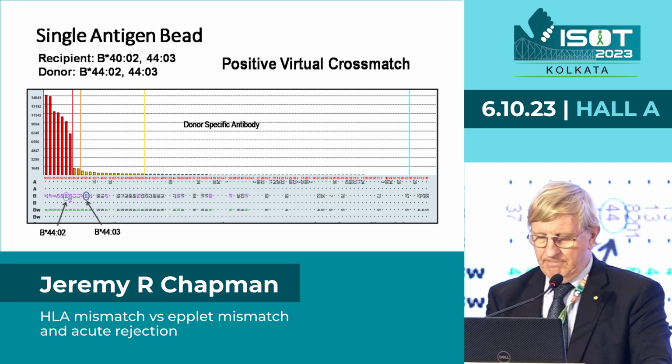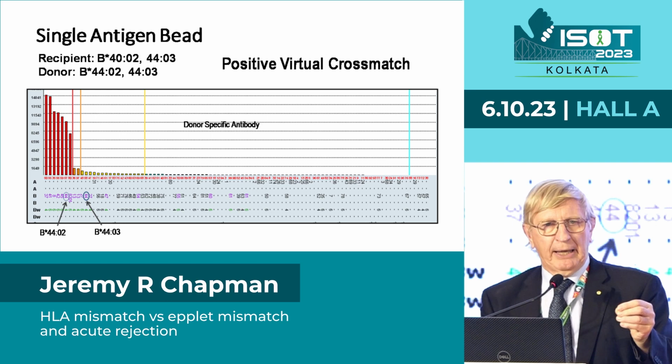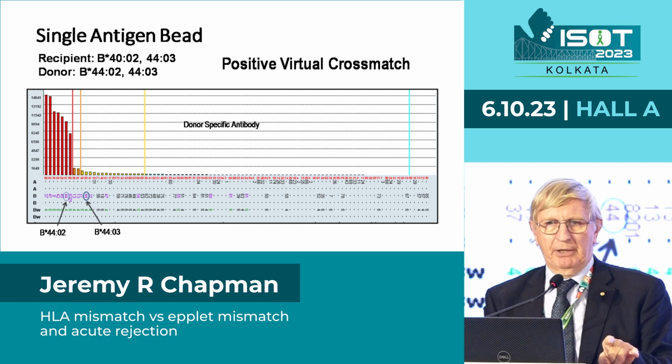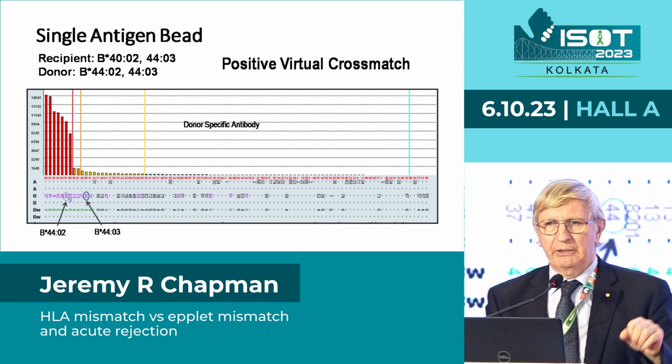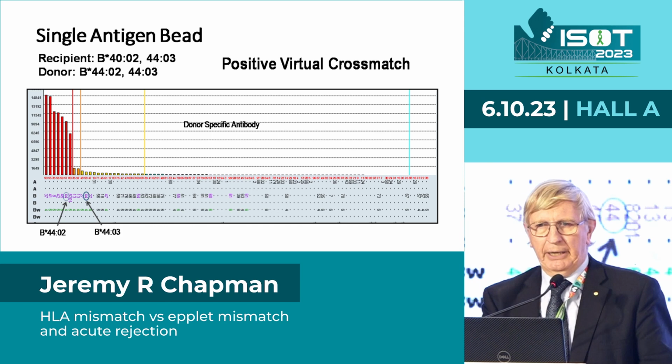So what's the message? You have to do the typing to the level of specificity that you're testing, and you've got to have the antigen and the antibody specificities at the same level. There is absolutely no point doing B44 typing and then using single antigen beads that separate out at a lower level. So before you start talking about eplets or anything else, you've got to get the typing level right, and it's more expensive.